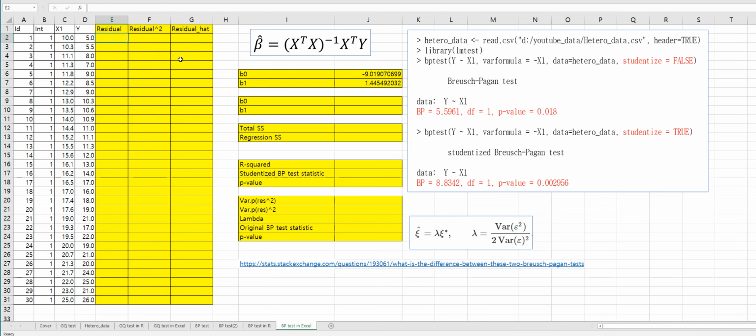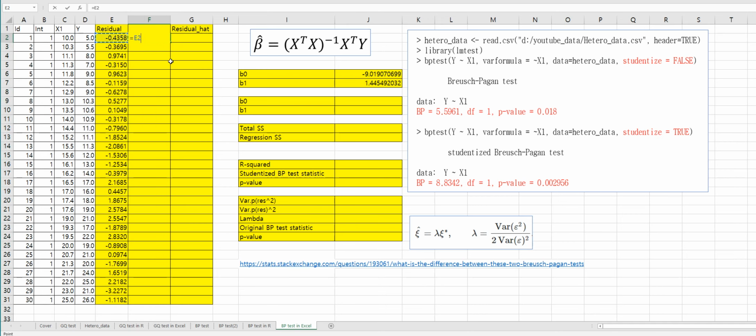Then we can calculate the residual: y minus b0 plus b1 times x1, and squared residual can be calculated by this formula.